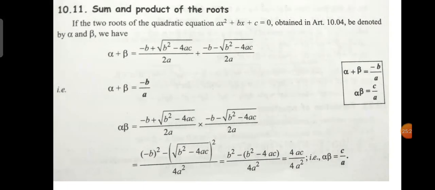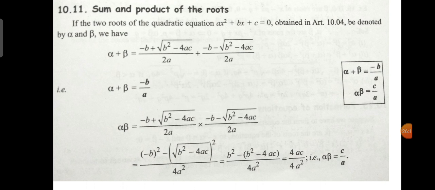Next is the sum and product of the roots. What is the sum and product of the roots of the quadratic equation? You use the quadratic formula to find the solution, and when the solution is obtained, what is the product and sum of the roots? The quadratic equation is ax square plus bx plus c equal to 0. Suppose the two roots of that equation are alpha and beta. What is alpha plus beta, the sum of the roots?